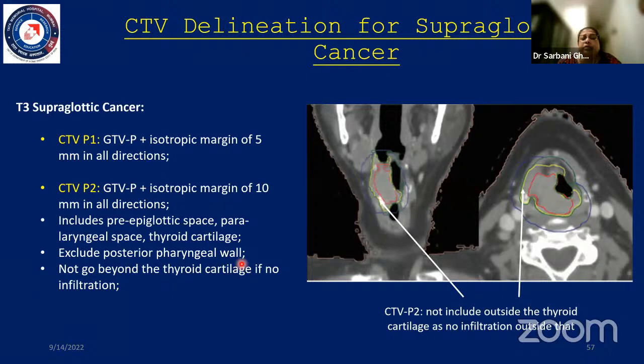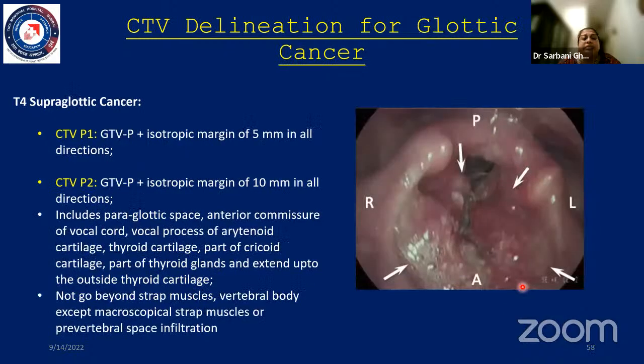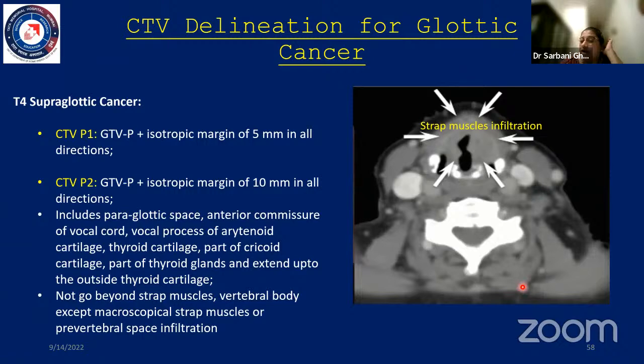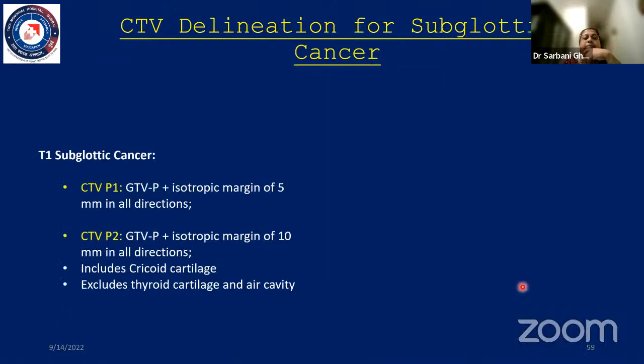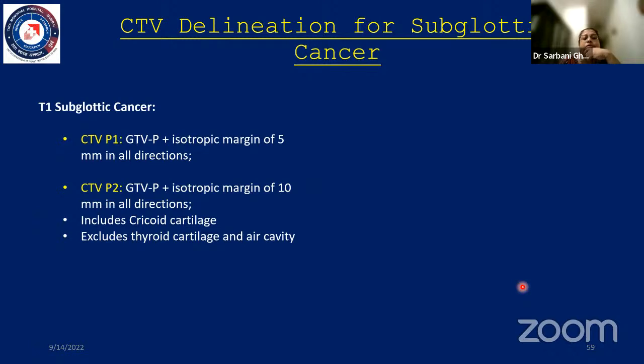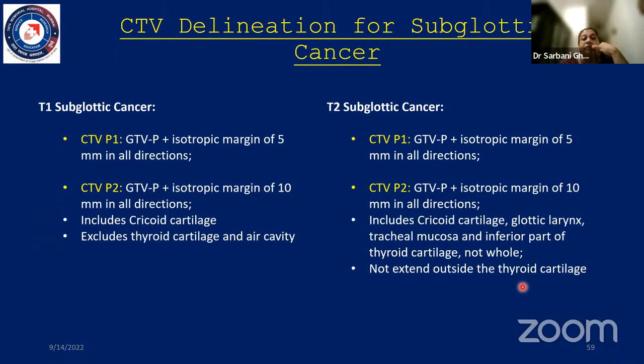Now for supraglottic cancers, again, don't go outside the thyroid if it is not involved. Okay, don't involve the strap muscles if not involved. Things like this you need to keep in mind. Same thing for supraglottic disease, which is of an advanced stage. Okay. Now coming to subglottic cancers, P1 isotropic margin, P2 margin of 10 millimeter in all direction, but in the subglottis you will include the cricoid cartilage but exclude the thyroid cartilage and air cavity.